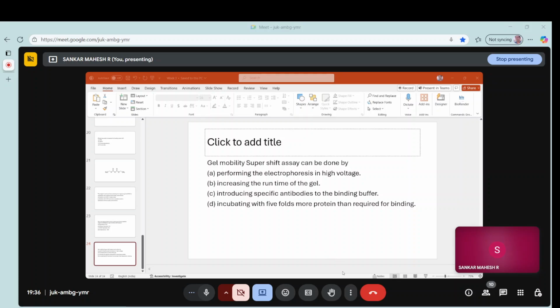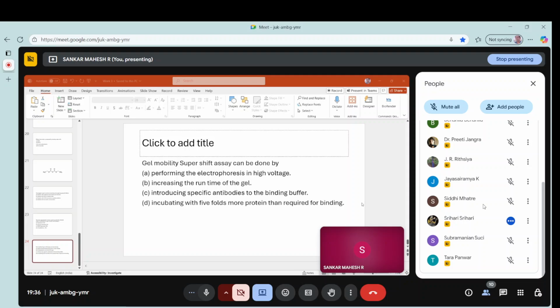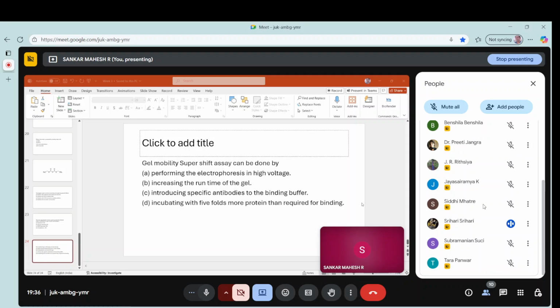Is the bonding between protein and DNA more stronger than bonding between protein and antibody? Like which one is stronger? The antibody is specifically raised against your protein. So that will be having the best binding affinity. Okay, thank you, sir.